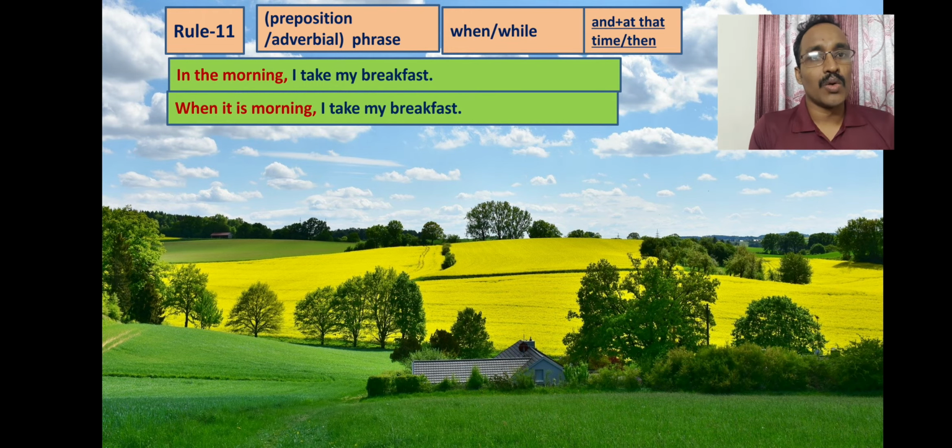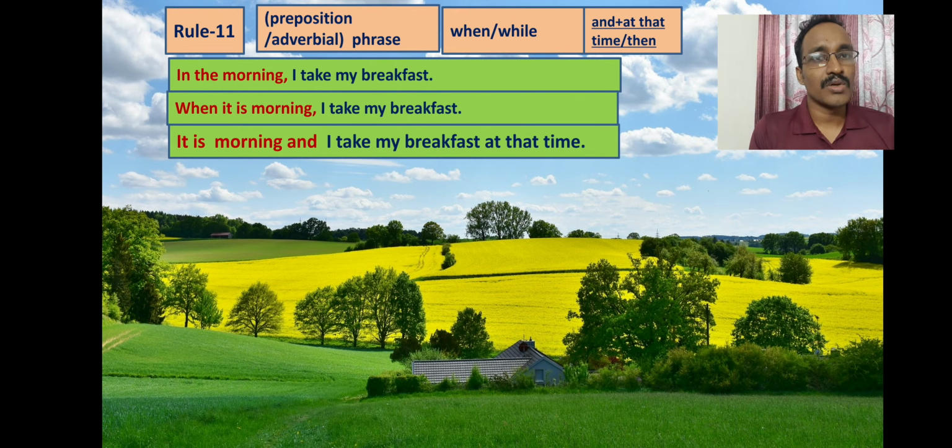You see, when it is morning, I take my breakfast. So the first portion has been turned into a clause, and both clauses have been joined with the conjunction when. And to make it a compound sentence, we can use and or at that time. It is morning and I take my breakfast at that time. Or it is morning and I take my breakfast then.